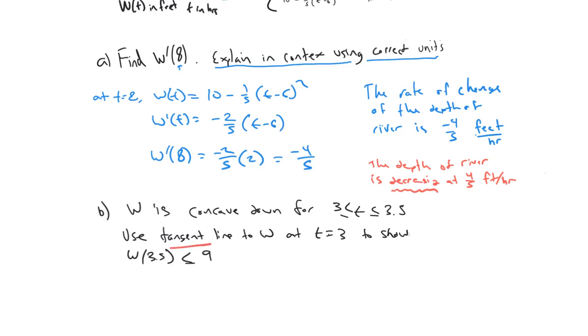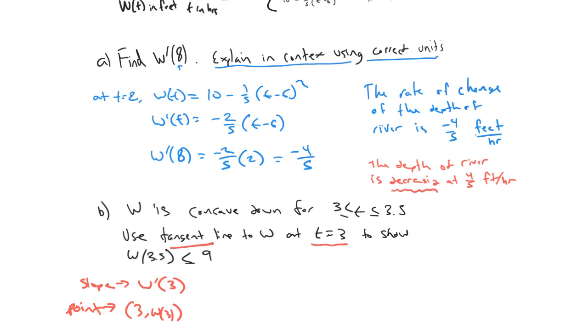All right, so it says use a tangent line. Well, we know how to find a tangent line, and it tells us where. For a tangent line, we need a slope and a point. All right, so we're thinking slope is going to come from w prime of 3, and the point is going to be 3 comma w of 3.